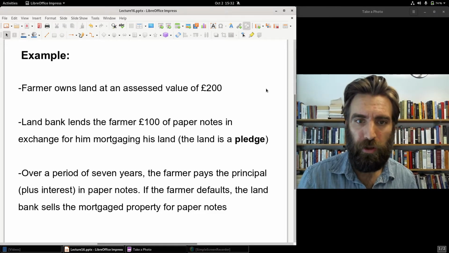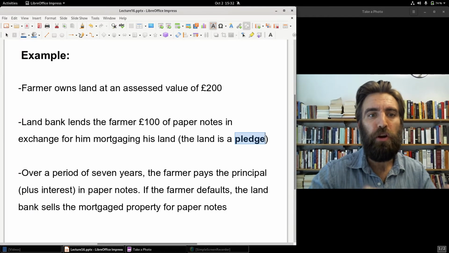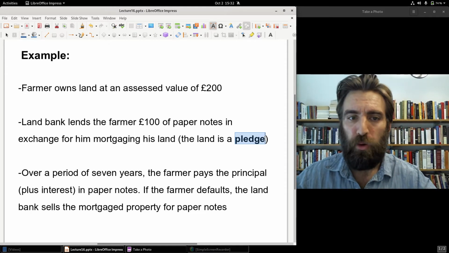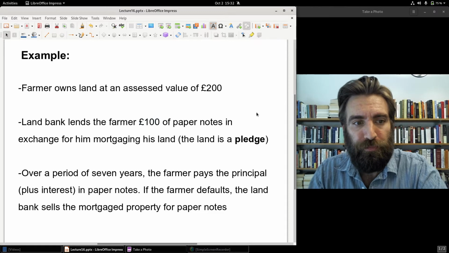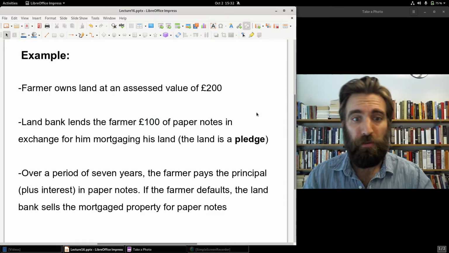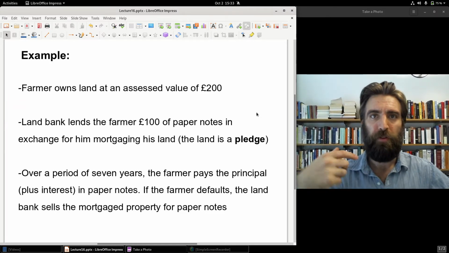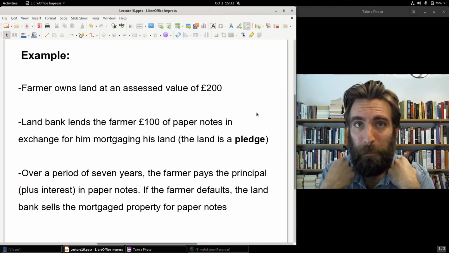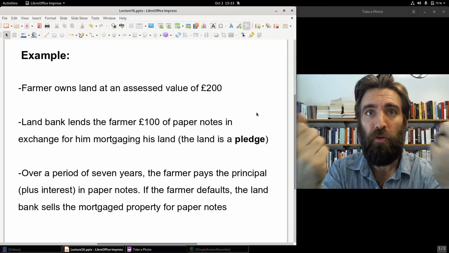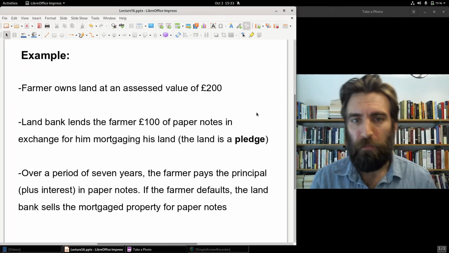Okay, you mortgage your land. The land is a pledge from you, the borrower, that you're going to repay that 100 pounds at a future date. Over a period, in this example, of 7 years, you pay the principal plus interest. And if the farmer, God forbid, defaults, the land bank sells the mortgaged property for the paper notes. Either way, the paper notes come back in. The paper notes are retired. And all is well, in theory.